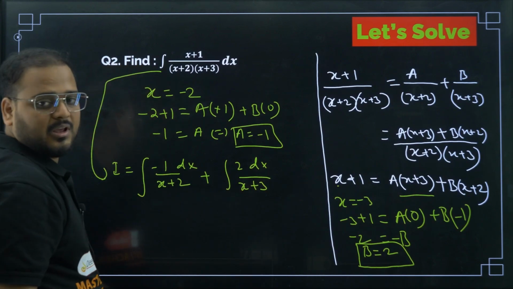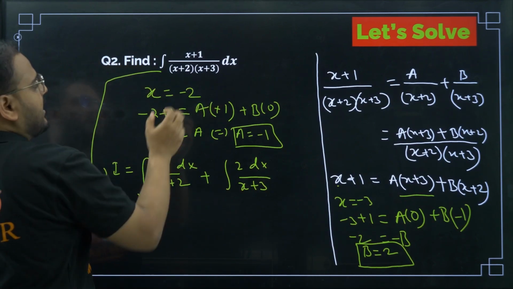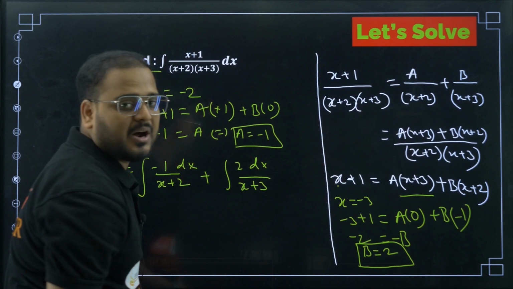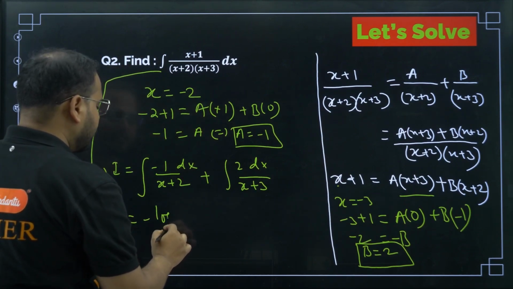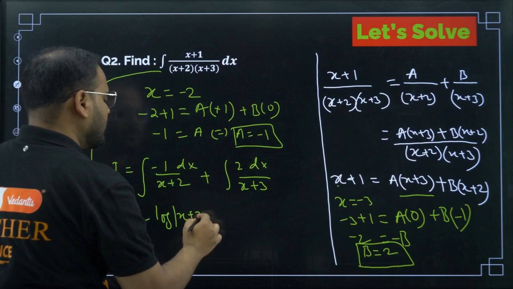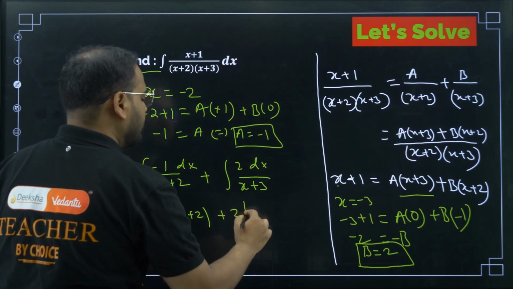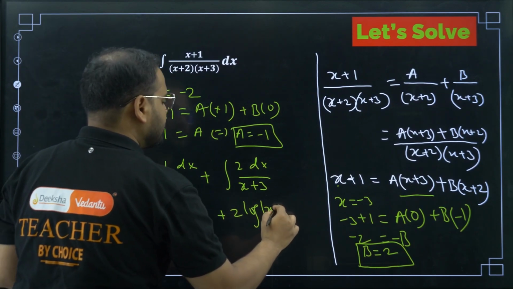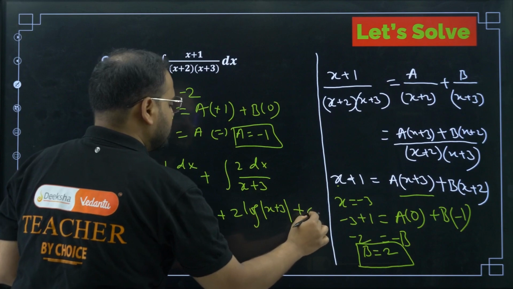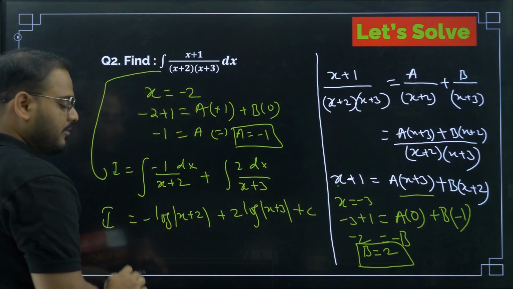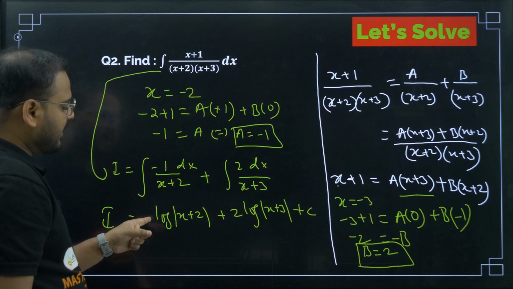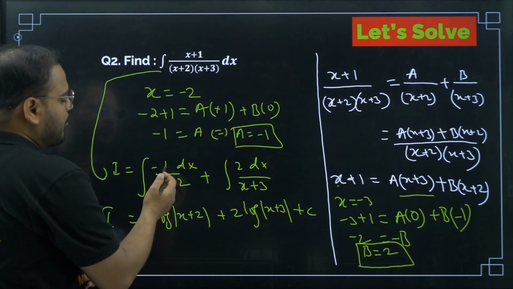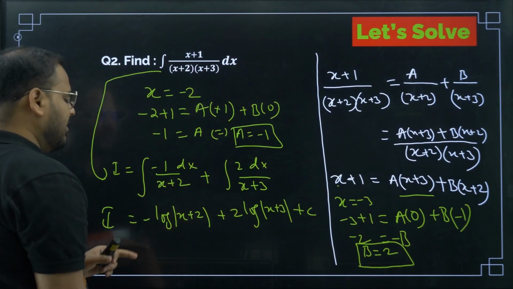I have written this function in this format, in the partial fractions. So, please check what is the answer. Minus log of x plus 2 plus 2 times log of x plus 3 plus c. This is my final integration value. Please check. Minus 1 I can take common. This is simply 1 upon x plus 2. How much is that? Log of x plus 2.